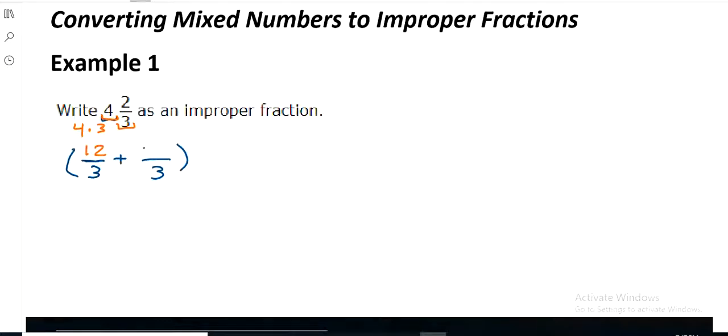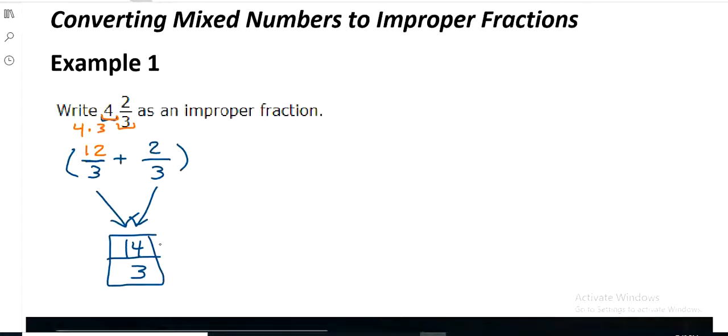Then, for the second fraction, we're just going to have 2. We're going to keep what the original numerator was for the fraction. From there, we have 12/3 plus 2/3. When we are adding fractions, we keep the denominator the same. And we have 12 plus 2. We add the numerators. We'll get 14/3 as a result.